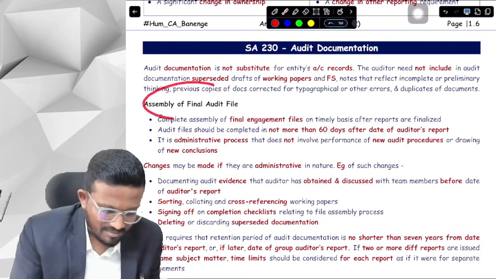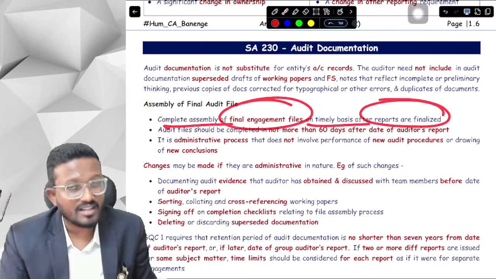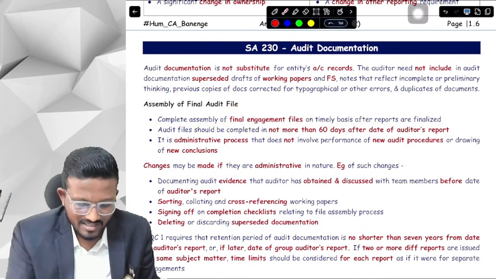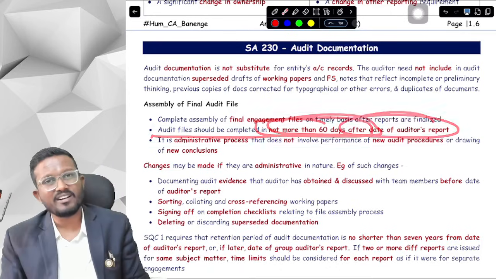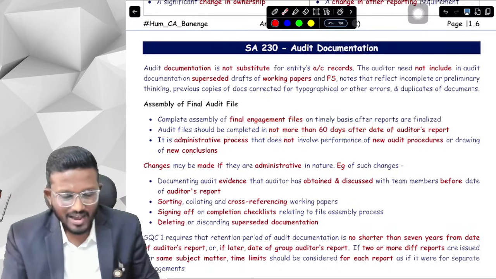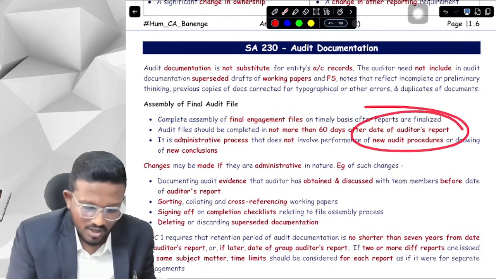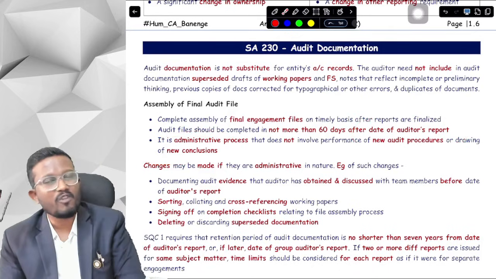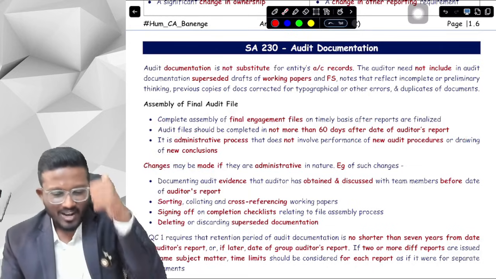Okay, yes sir. Assembly of the final audit file: we have to complete the final engagement file on a timely basis after the reports are finalized. What is the timely basis, sir? The audit file should be completed in not more than 60 days after the date of auditor's report. It is an administrative process and does not involve performing new procedures or drawing new conclusions, since the audit report is already dated and given to the client.